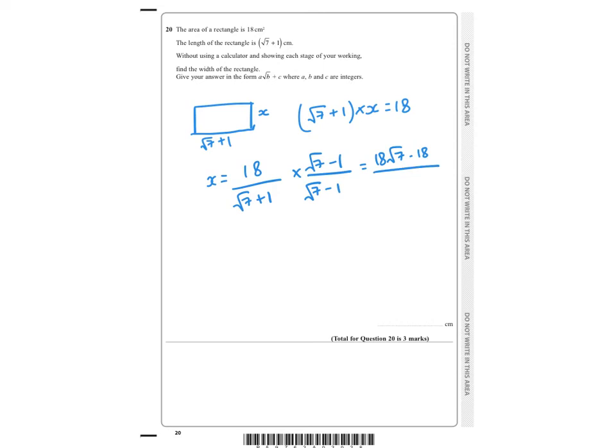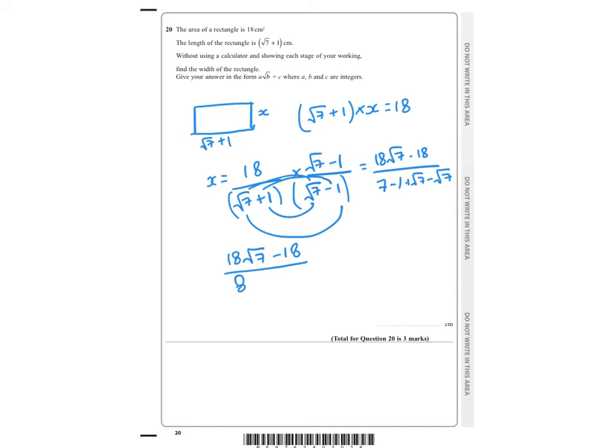Now it's really important that you do this step by step. √7 times √7 is 7. 1 times minus 1 is minus 1. 1 times √7 is plus √7. √7 times minus 1 is minus √7. So we're going to get 18√7 minus 18 over 7 minus 1 is 6. √7 minus √7 is just 0. Okay, so now we have that.